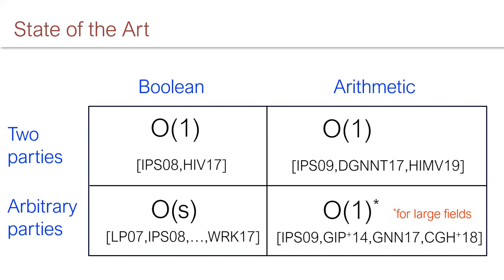In the Boolean category, with an arbitrary number of parties, the current best multiplicative overhead over GMW is polylogarithmic in the circuit size C and in the statistical parameter S, where the overhead over passive Yao is order of S over log C, due to using cut-and-choose. In the arithmetic category, with an arbitrary number of parties, current techniques achieve constant communication overhead over GMW in the OLE hybrid for sufficiently large fields.